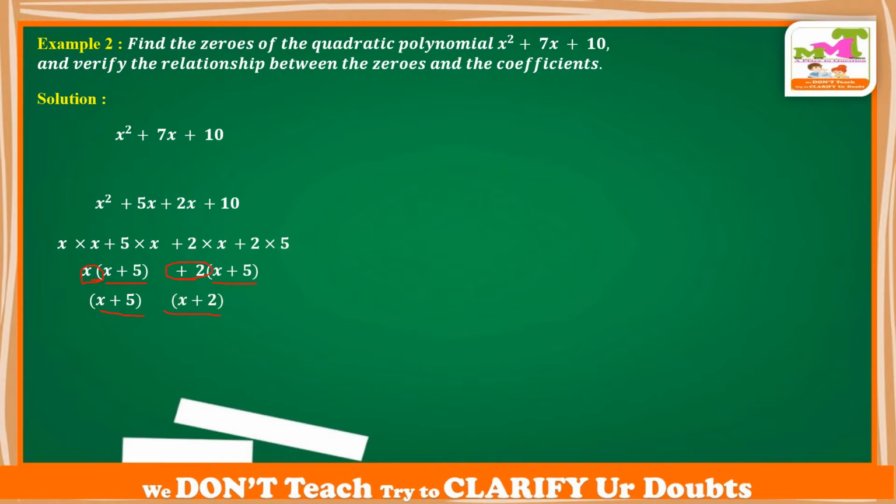Then as I told you, here it's x plus 5, so we say x equals minus 5, and here it's x plus 2, so we say x equals minus 2. So these two are the zeros of the polynomial. Once you have the zeros of the polynomial, I mention it as alpha. This is not a, this is alpha. And here we have beta. Alpha equals minus 5 and beta equals minus 2.